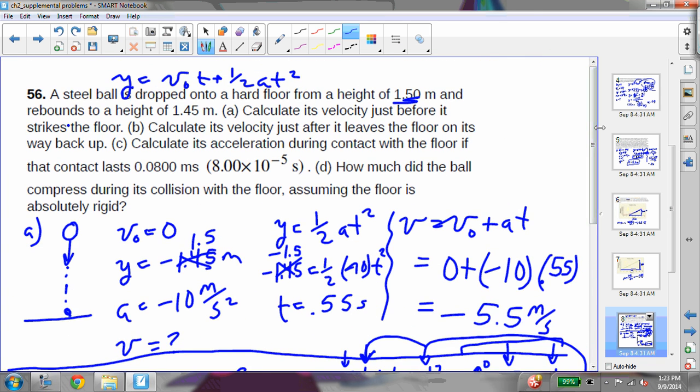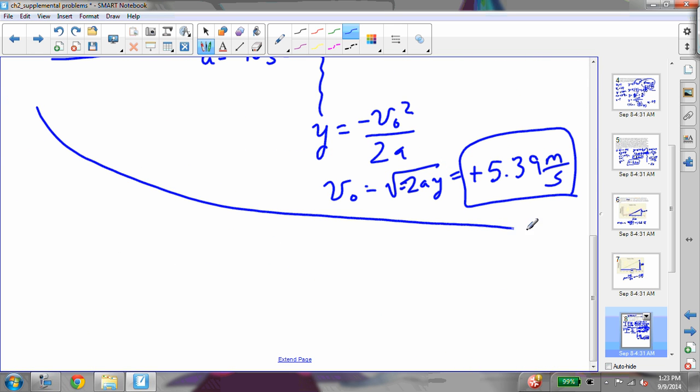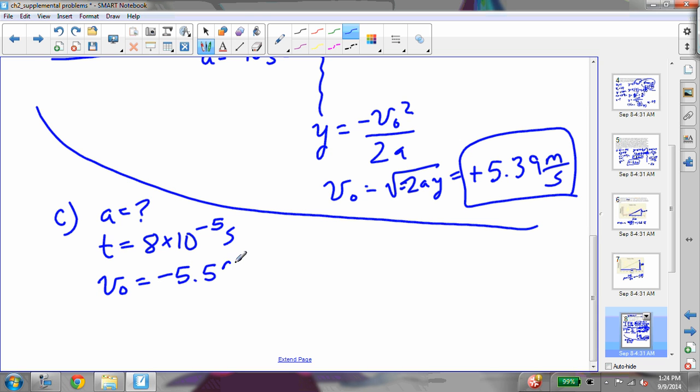All right, let's look now at part C. Calculate acceleration during the contact with the floor if that contact lasts 0.08 milliseconds. Okay, so now we're looking at part C. We want to know its acceleration. I know that my time is 8 times 10 to the minus 5 seconds. And I know that my initial velocity is equal to negative 5.5 meters per second. And my final velocity is equal to 5.39 meters per second.